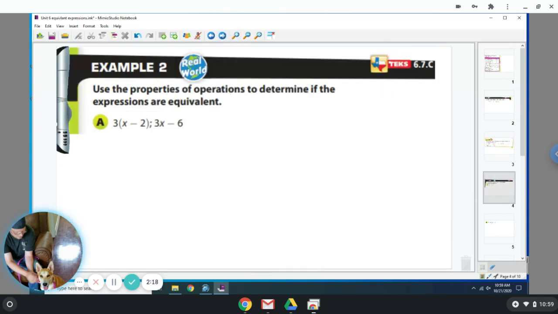So now we're going to use the properties of operations to determine if the expressions are equivalent. So we have the expression 3(x minus 2), and then we have the expression 3x minus 6. So what we're trying to figure out is whether 3(x minus 2) is equivalent, meaning equal, to 3x minus 6. It has these parentheses here, which means we can actually distribute the 3 into the parentheses. So we're going to do 3 times the x and 3 times the 2. So 3 times x is just 3x, and 3 times 2 is 6, and since it's minus, it's minus 6. And that is correct.